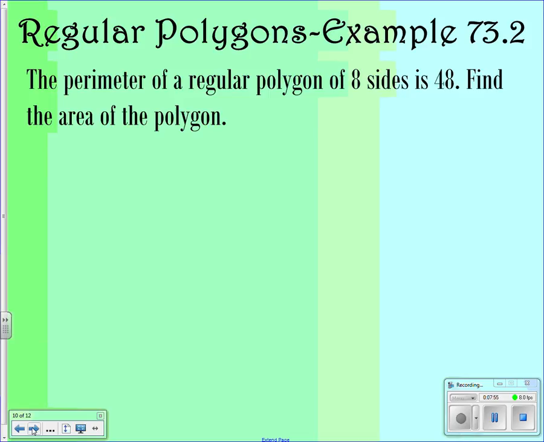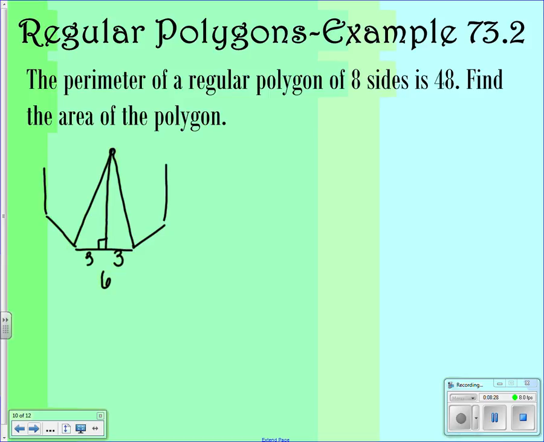The perimeter of a regular polygon of 8 sides is 48. Find the area of the polygon. So on this one, it didn't say to put it into a circle, so we don't have to. I'm not actually going to draw the whole figure because we only need one triangle drawn. If it has 8 sides and the perimeter is 48, that means that this side is going to be 6, and so each of these is going to be 3.